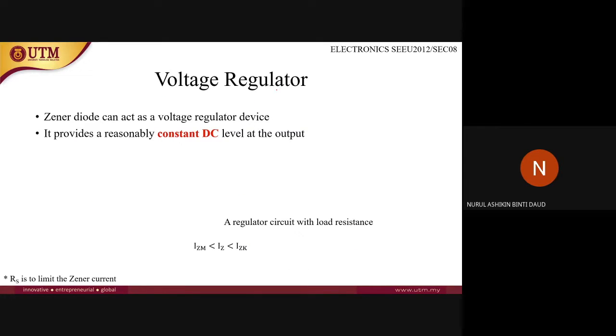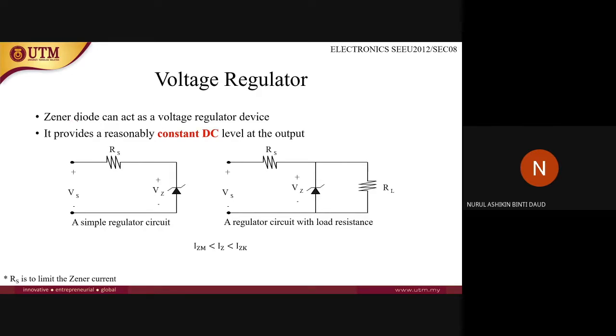Okay, voltage regulator. A Zener diode can act as a voltage regulator, as I mentioned just now. So it provides a reasonably constant DC level at the output. So we will look at how it provides a constant DC level at the output. There is RS here. The function of RS is to limit the Zener current, to make sure that the Zener current works in this range. It will not exceed or be too small rather than this range. So this is a simple regulator circuit.